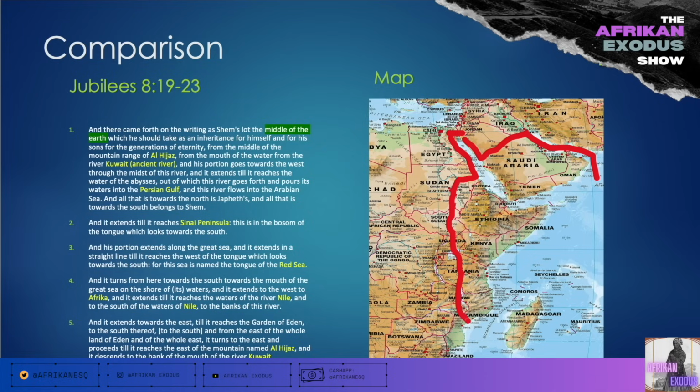It turns to the east and proceeds till it reaches the east of the mountain named Hejaz, and it descends to the bank of the mouth of the river Kuwait.